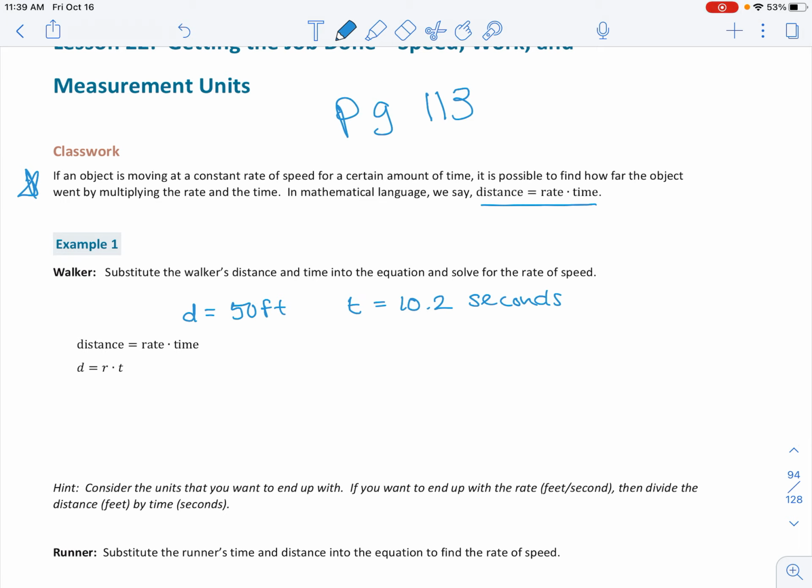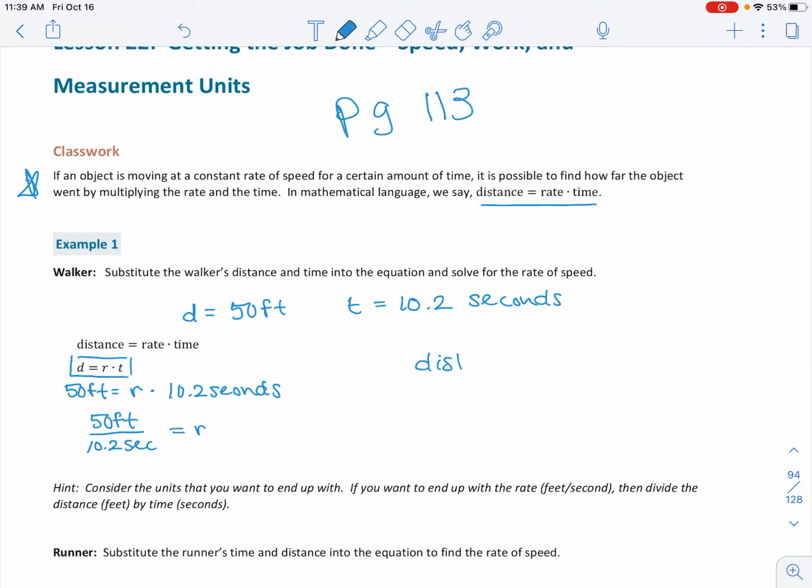So we use the equation distance equals rate times time, and we can substitute those words for variables. So we just say D equals R times T. So I can replace distance D with 50 feet. We don't know our rate, so we keep that as an R. And we know our T is 10.2 seconds. So we have to think, 50 feet is the same as what times 10.2? Well, when we try and think what times something, that means we have to do the opposite and divide. So what we really want to say is 50 feet divided by 10.2 seconds is the same as R.